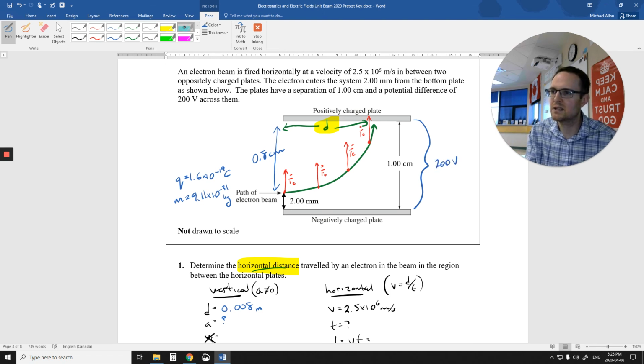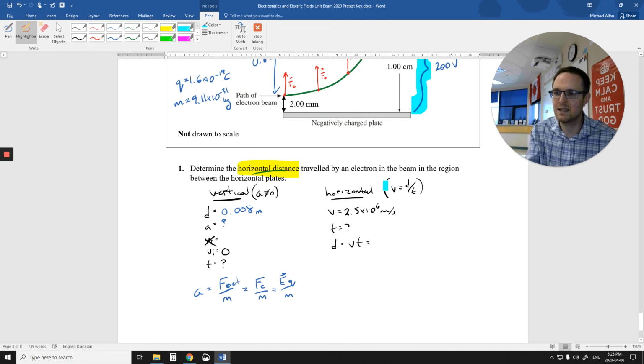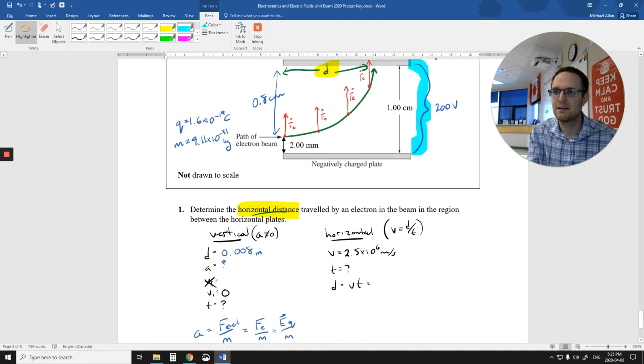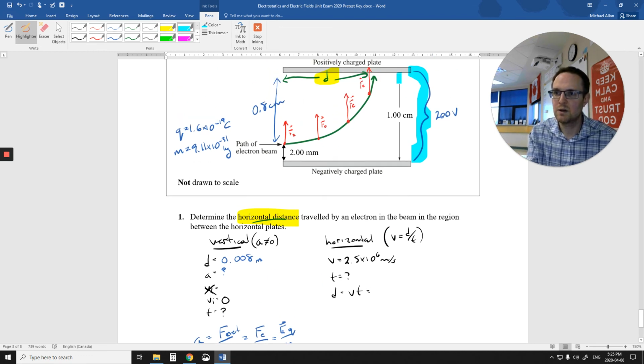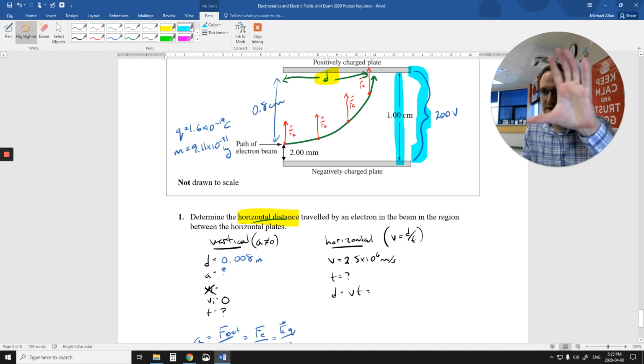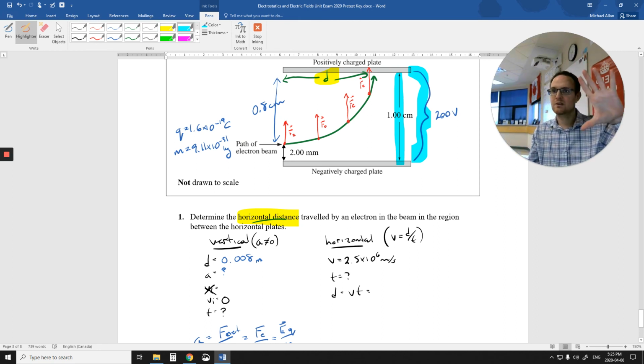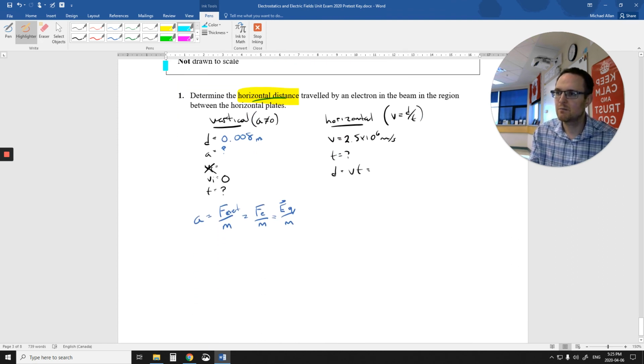Now remember that this voltage is all the way across. So to find the electric field that I need for this formula down here, I'm going to use the 200 with the 1 centimeter. I'm not going to use it with the 0.8 because the 200 is across the whole plate, so I got to use the 1 centimeter across the whole plate.